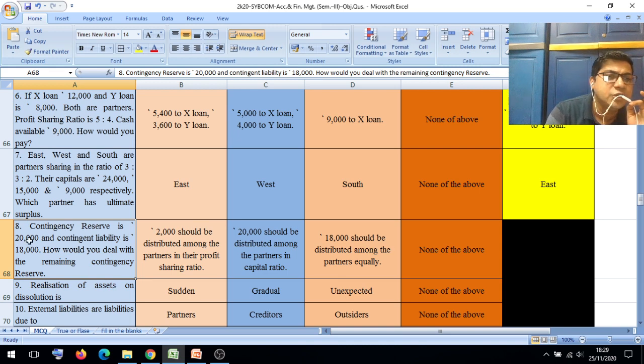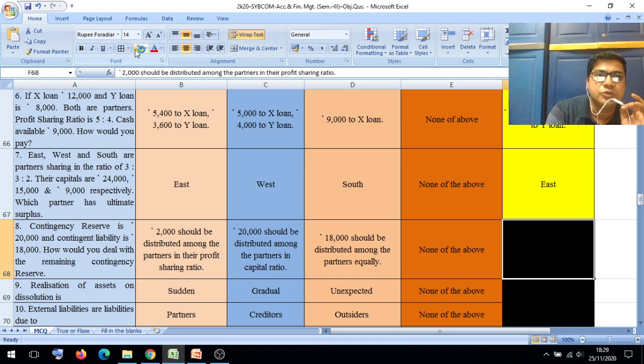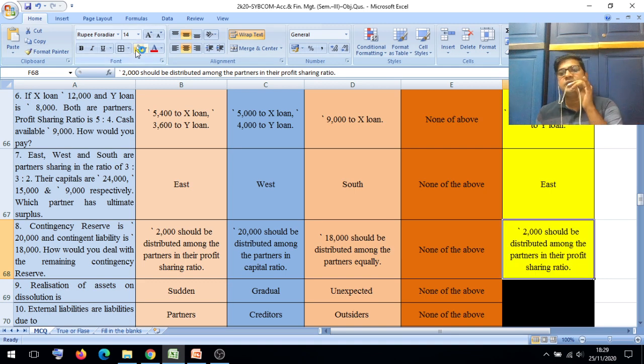They keep rupees 20,000 as a contingency reserve and the liability occurred is 18,000. It means the remaining balance of 2,000 has to be distributed among the partners in their profit sharing ratio.